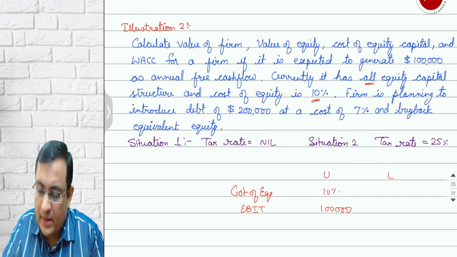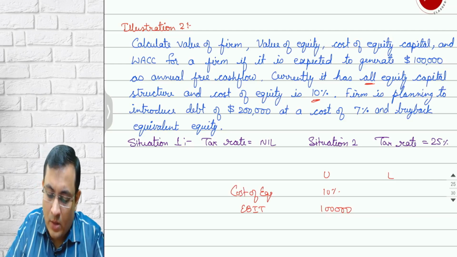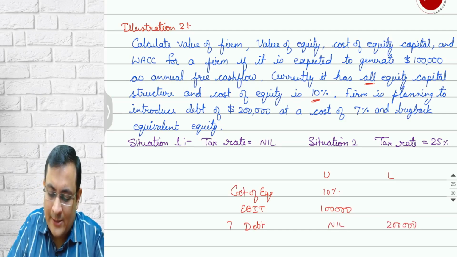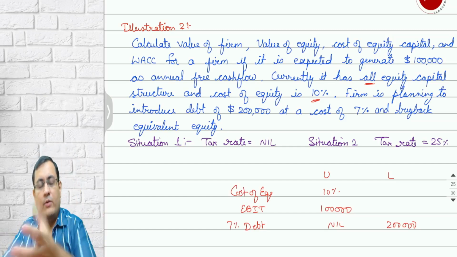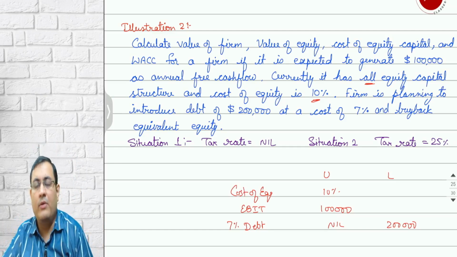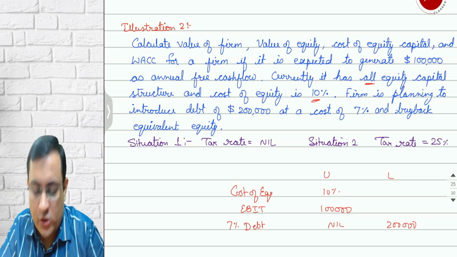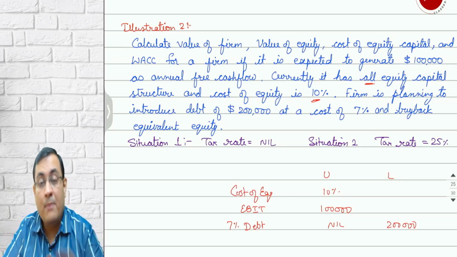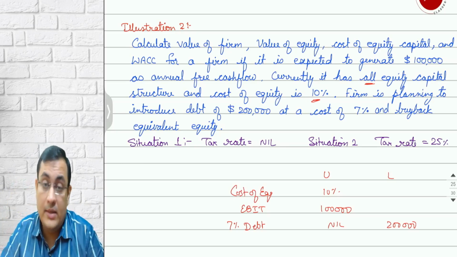Now the company is planning to introduce debt. Right now it is nil. We are introducing $2 lakh debt at a cost of 7% by buying out the equivalent equity. So whatever amount we get from debt, we will pay to the equity holders, and we will reduce their share. We are not increasing assets. We are not changing the free cash flow. Otherwise the value will change, because the size of the pie will change.